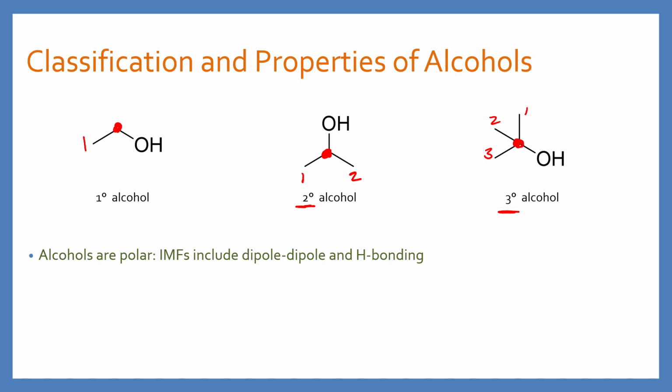Alcohols are polar molecules. The IMFs that are possible will include dipole-dipole interactions and also hydrogen bonding. Alcohols can hydrogen bond with themselves or with other polar molecules or molecules that contain hydrogens that are capable of H bonding. Because of their hydrogen bonding and their dipole-dipole forces, they will have higher boiling points than alkanes. The pKa values for alcohols tend to be between 16 and 18. So they're a little more basic than water, but typically not a lot more basic.